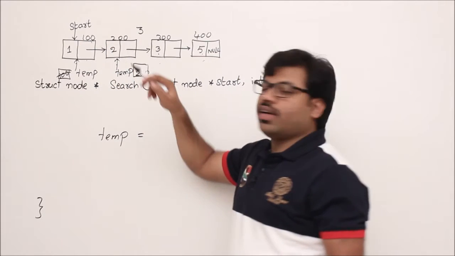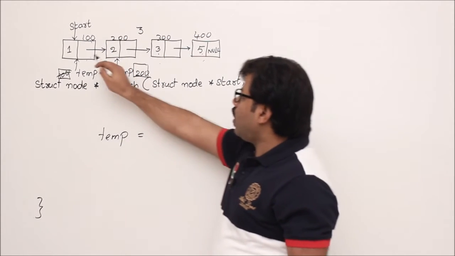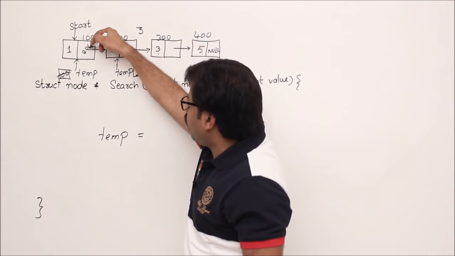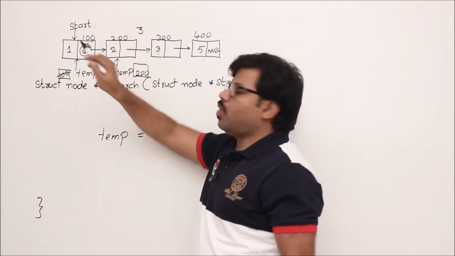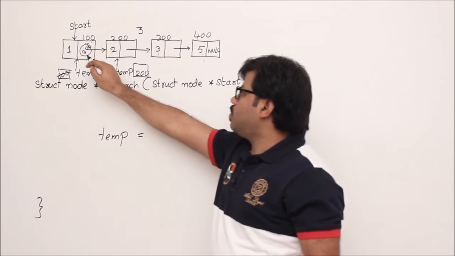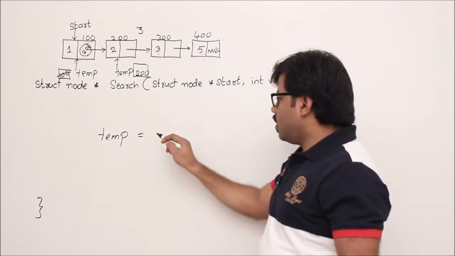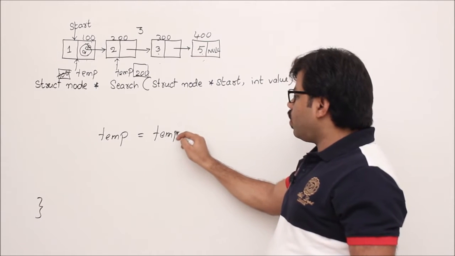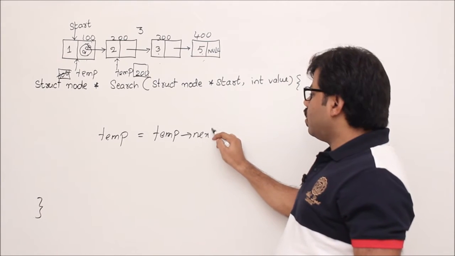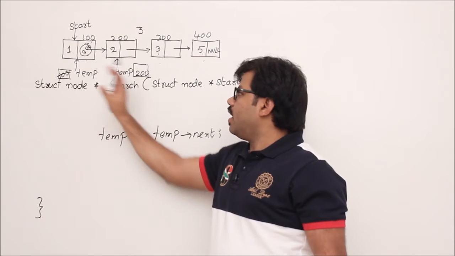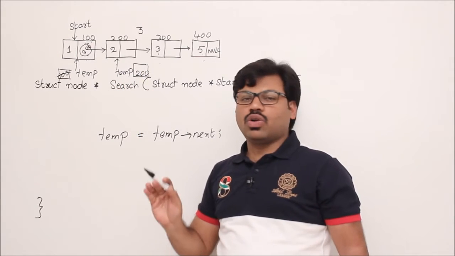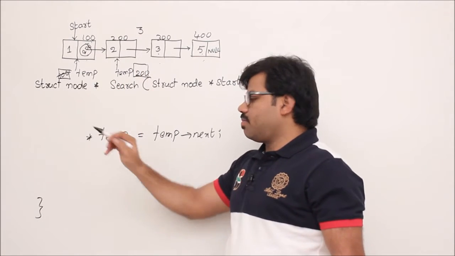But how to write 200 using logic? 200 is nothing but the value in this box, and we know how to access this box, right? How to access this box? That is currently temp->next, isn't it? That's why I write temp = temp->next. Whenever I do that, automatically my temp will be incremented to the next box. That's the core idea in searching, right?